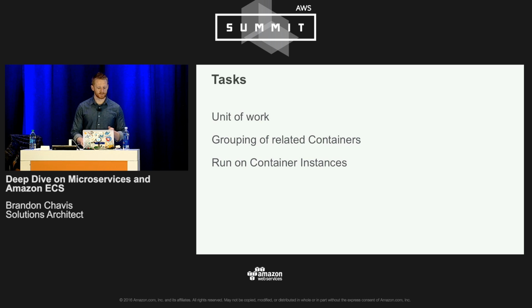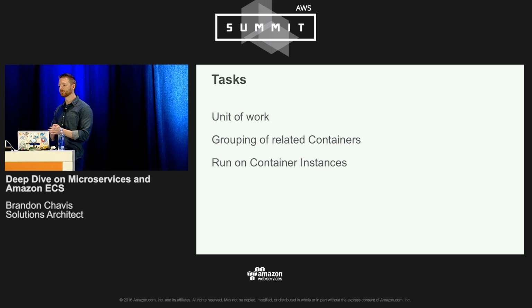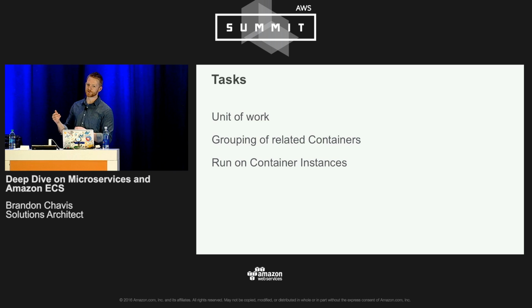Next are tasks, and tasks are the primary unit of work in ECS. And so a task definition is a JSON document that defines which containers should be deployed together onto the same host and how they should be configured. So you can have multiple instantiations of the same task running across the cluster. You can have a number of different tasks with their own unique container definitions running on any given cluster.